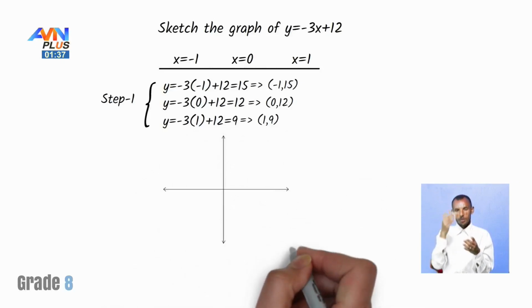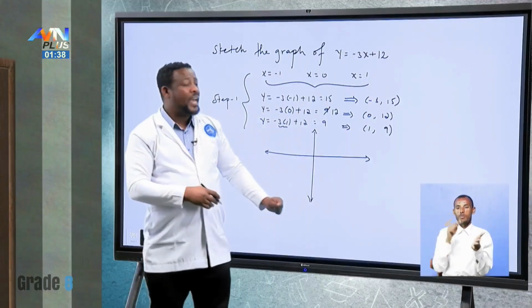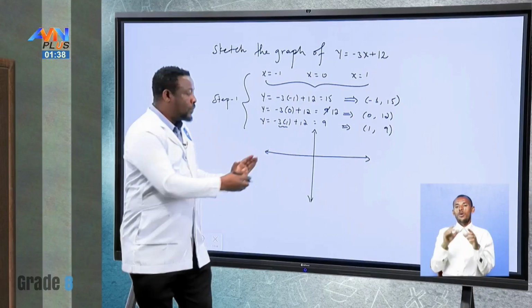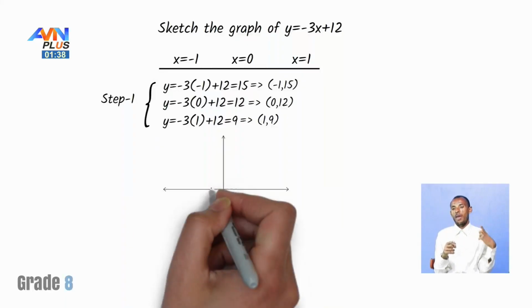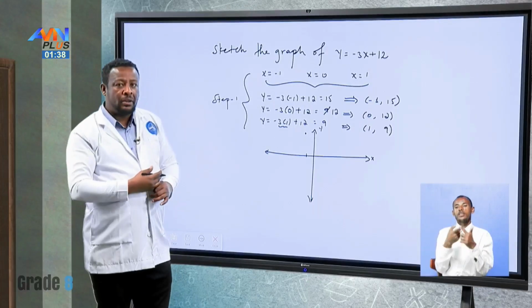The first ordered pair is -1, comma 15. This point is a point in the second quadrant, 1 unit to the left of the y-axis, and 15 units above the x-axis. Okay, it is roughly somewhere in the second quadrant, right?